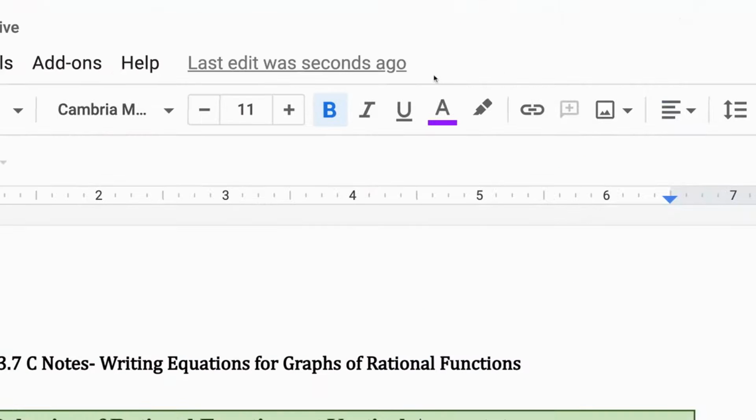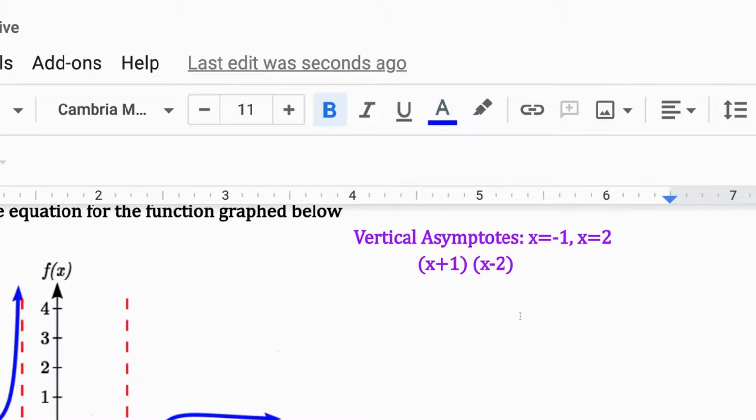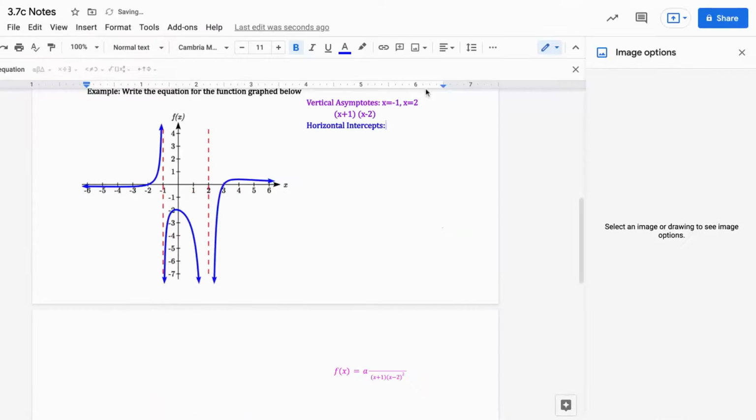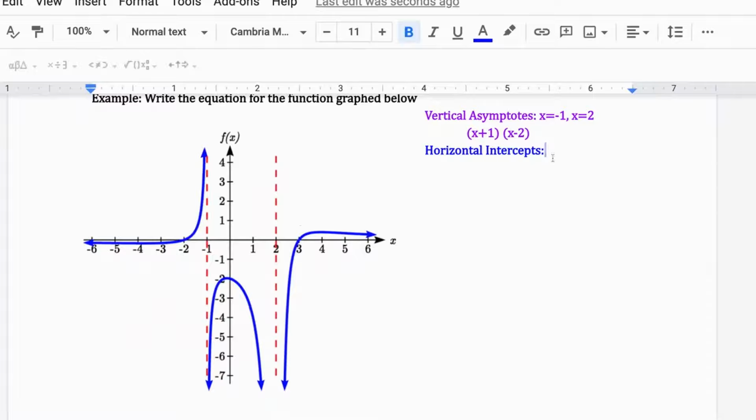In blue. So my horizontal intercepts are where it crosses the x-axis. All right, so where did it cross the x-axis? Well, it crosses the x-axis at x equals -2. It crosses again at x equals 3. This right here is not the x-axis. This is the y-axis. So it actually doesn't cross the x-axis there. So the only horizontal intercepts I have are x equals -2 and x equals 3.